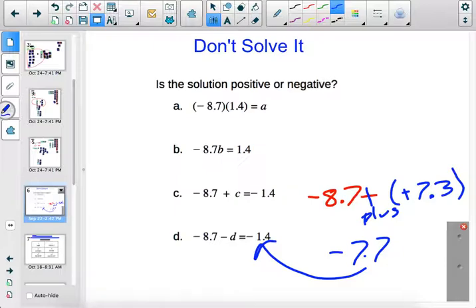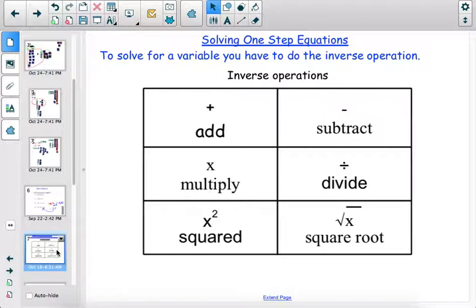Thank you, Brandon. All right, notebooks out for this. You're going to title it Solving One-Step Equations. This is pretty much the last idea I need to show you before we do your first assessment.